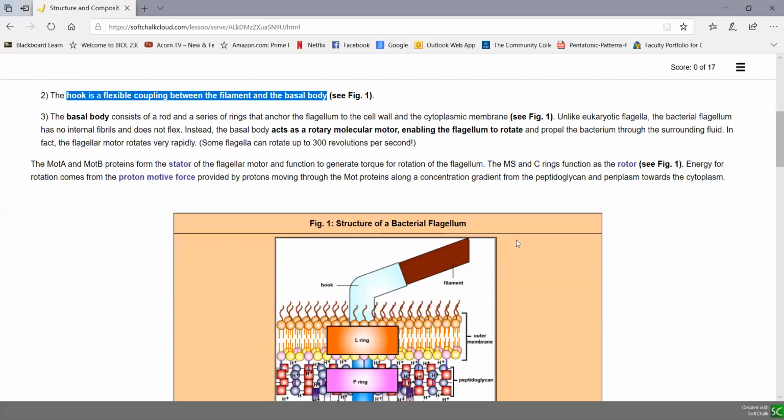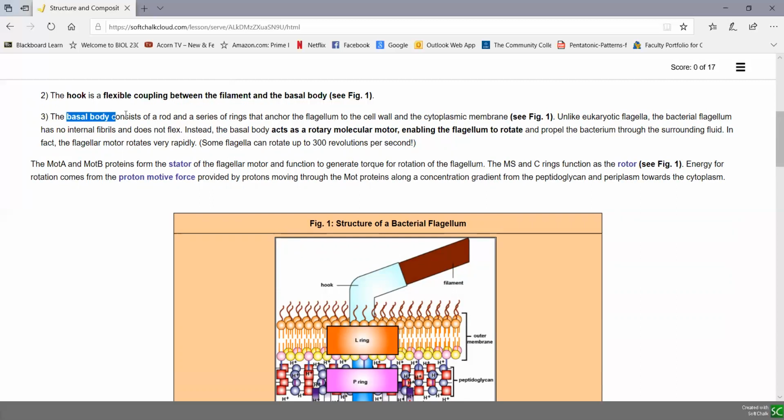If we look at figure 1, the filament we see here is the actual hair-like structure we see sticking out of the cell, composed of flagellin. That's a helical hollow protein tube. That connects to a flexible coupling called a hook. And then the hook attaches to a rod which runs inside the bacterium, shown here in blue. So that's part of the basal body.